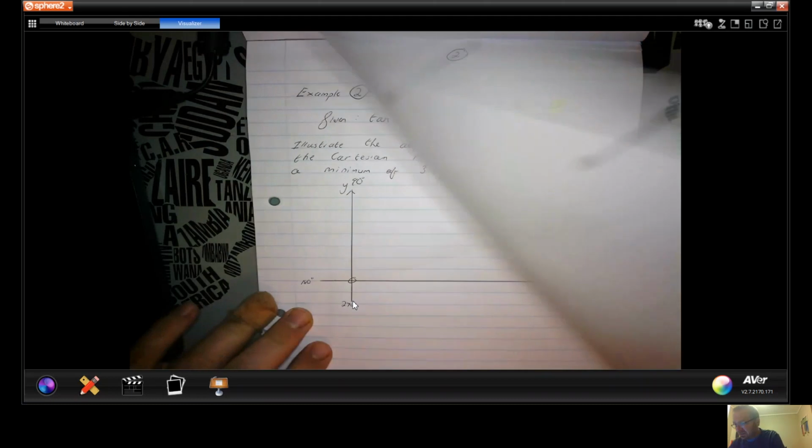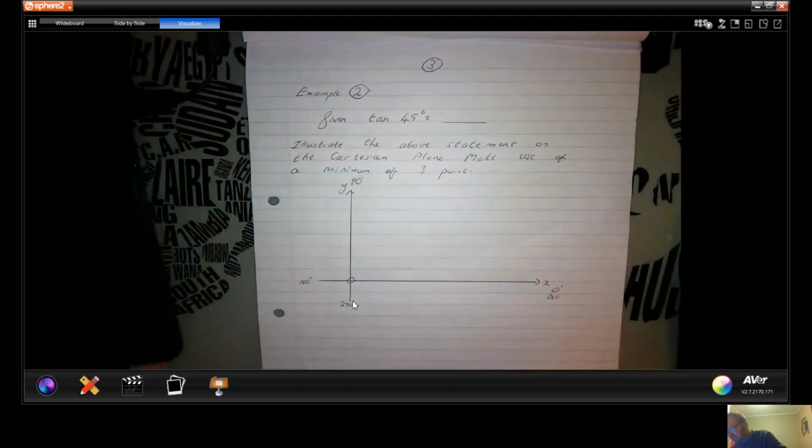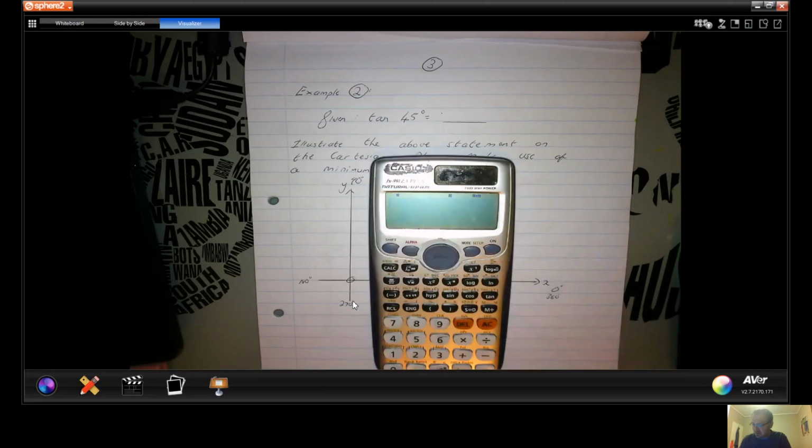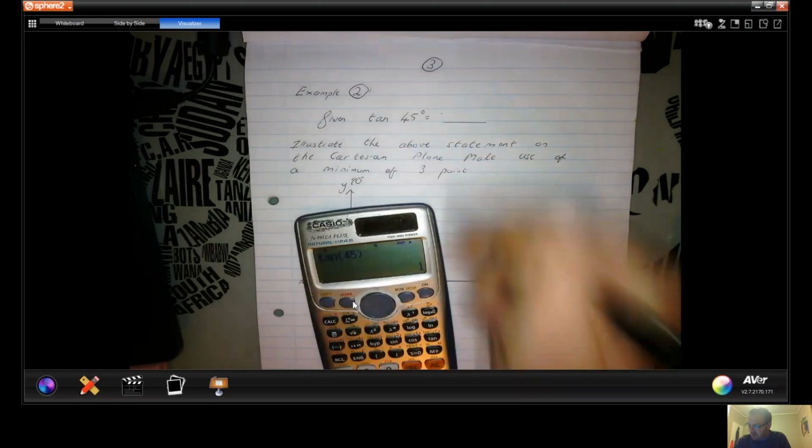Lovely stuff. Then, whoa, example 2. So Kai. It says given tan 45 is equal to, and then there's a space. So it's not a mistake. I want you to go to your calculator and work out what tan 45 is. And if you go tan of 45, you get an answer of 1.